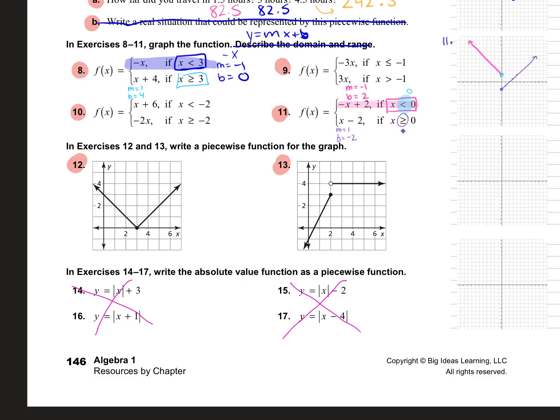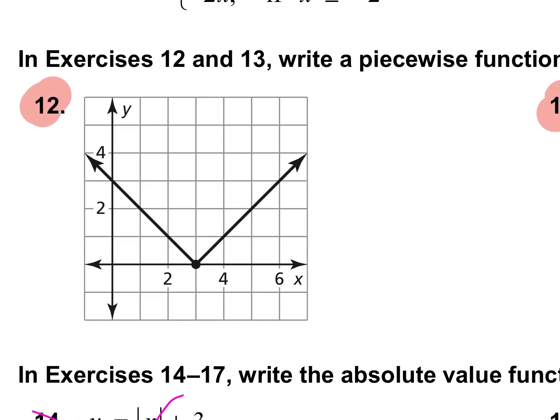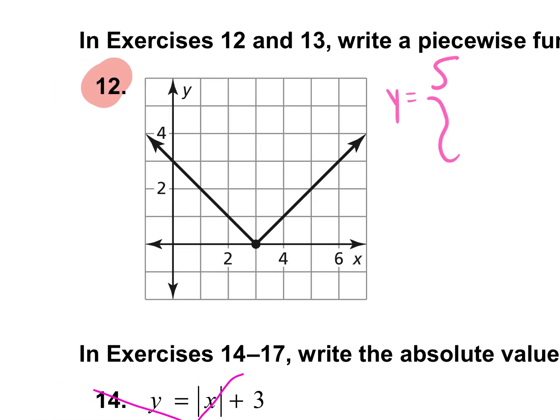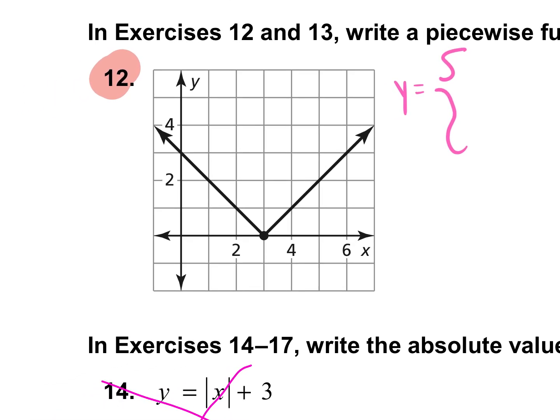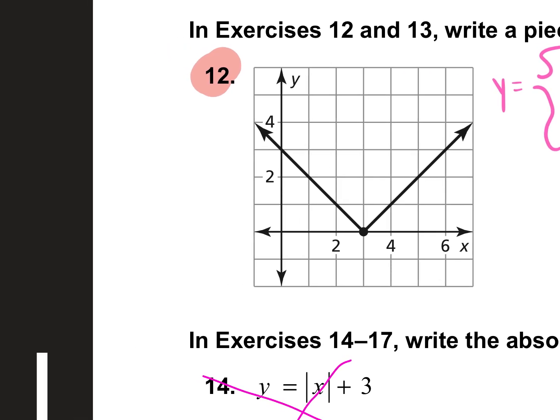So for the next two, we are writing a piecewise function for our graph. How many pieces are in number 12? 2. So I'm going to have y is equal to, and then that little squiggly, make room for 2 pieces. For the left side, so we always start from left to right. So start with the left.